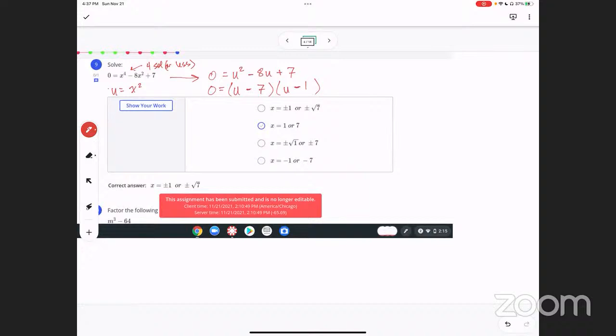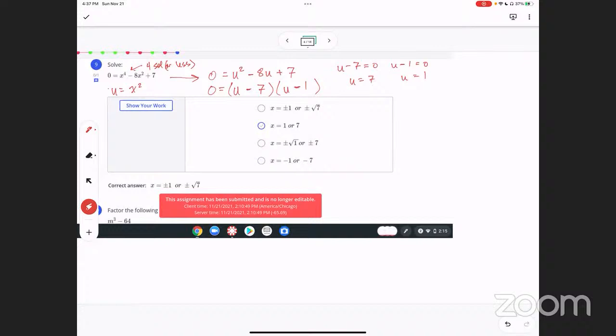And now I'm going to use the zero product property, which says what? That if you multiply anything by 0, then it's 0. Right. So what can I do with these two things? Set them equal to 0. That's right. So u minus 7 equals 0, or u minus 1 equals 0, which means u equals 7 or u equals 1. So am I done? I'm not done, because I'm not trying to solve for u. I'm trying to solve for x.